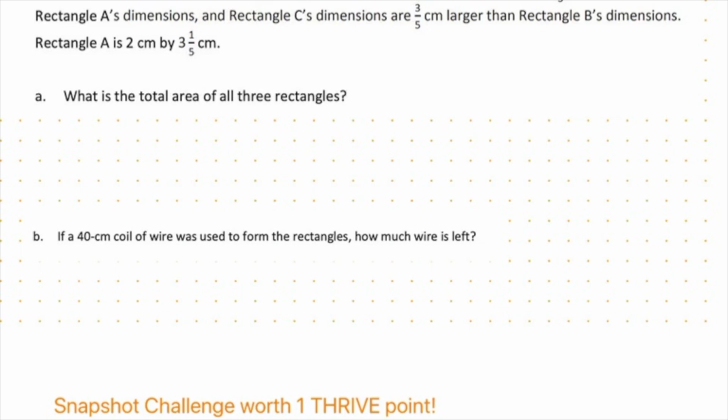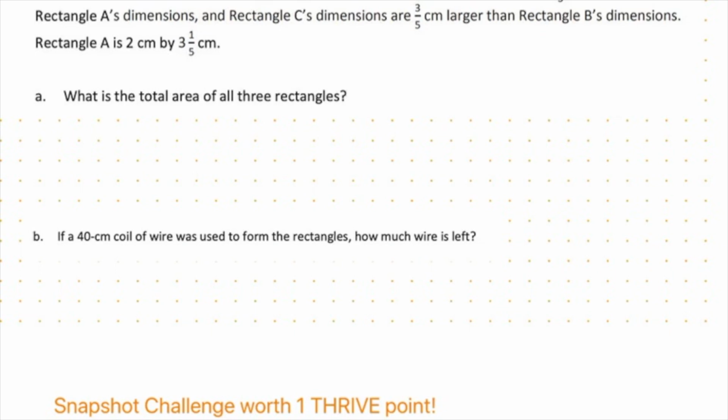Great. B. If a 40 centimeter coil of wire was used to form the rectangles, how much wire is left? If a 40-centimeter coil of wire was used to form the rectangles, what rectangles? Oh, rectangles A, B, and C. You know the dimensions. You know how many centimeters each rectangle needs. Push pause. Solve B. Go.